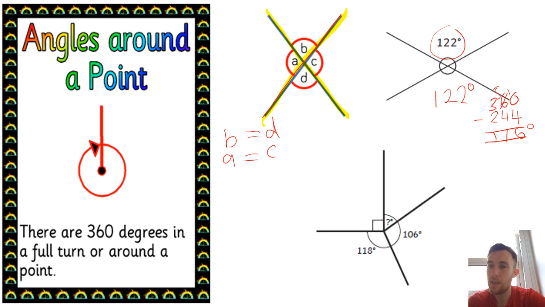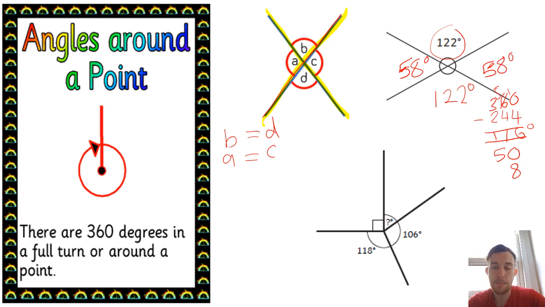But that doesn't mean that this is 116 degrees and this is 116 degrees, because that just wouldn't work, because we need to have all our angles add up to 360. So we now need to divide that number that we got by 2. So that would mean half of 100 would be 50, and half of 16 would be 8. So then 50 add 8 is 58. So that means this angle here is 58 degrees, and this angle here is also 58 degrees.